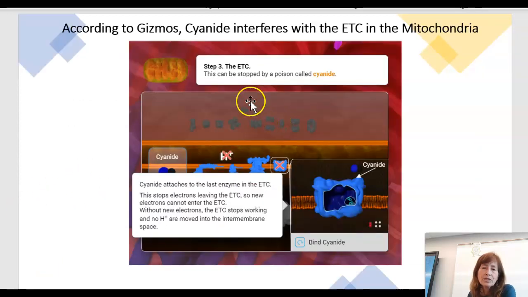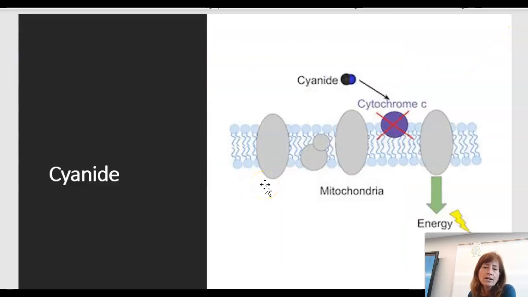Cyanide, another lovely poison, has its main effect in the electron transport chain. It's going to attach to one of the last enzymes in that chain and basically stop the electrons from going any further. And if you can't move the electrons along that chain, then you don't pump those hydrogen ions out into the intermembrane space, and that's a bad thing because then you can't generate ATP. So just to show you, this is where cyanide could interfere right here, and that's bad news.